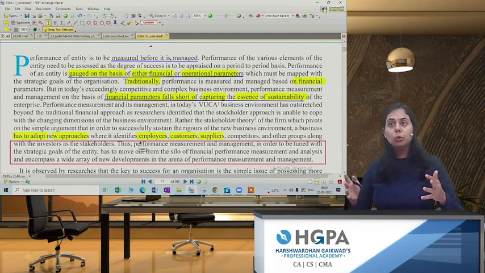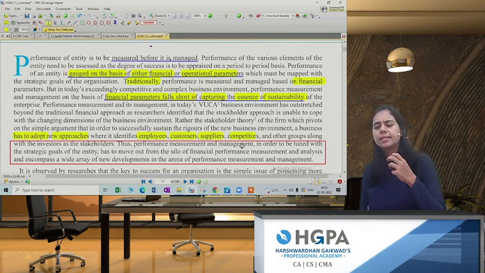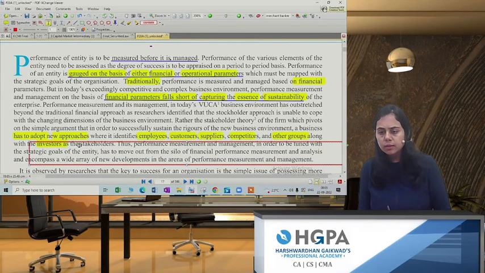We need to come out of our company, our balance sheet, our profit and loss account, and look into various other people such as the employees, customers, suppliers, competitors, or any other party which is external to the company, like the shareholders, like the investors, etc. Or any other groups along with the investors, such as the stakeholders. Thus, the performance measurement and management in order to be tuned with the strategic goals of the entity.